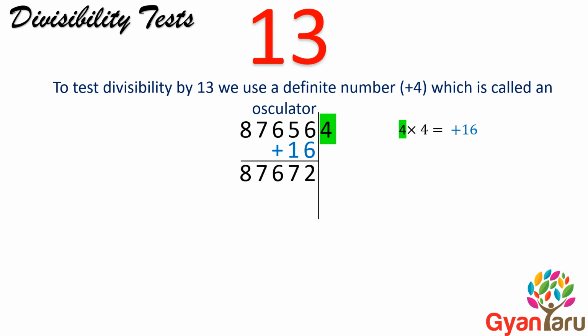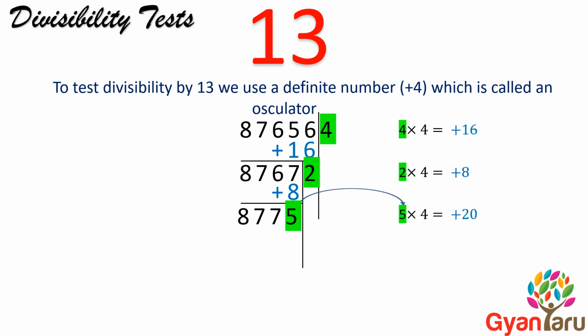87,672. Now the last digit is 2. We multiply this number by our osculator 4. We get 8, and we add 8 to the remaining number. We get 8,775. Now the last digit is 5. We multiply 5 by our osculator 4. We get 20, and we add positive 20 to the remaining number. We get 897. Now the last digit is 7.